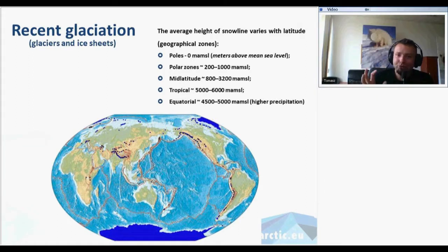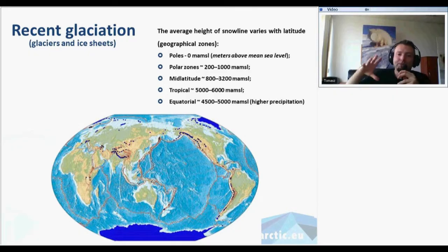And the average height of the ELA, of the snow line, varies with latitude. Near the poles, it's around 0 meters above mean sea level. In polar zones, it's between 200 and 1,000 meters. In mid-latitudes, such as in Europe, it can be between 800 and 3,200 meters above mean sea level. In the tropics, the ELA is between 5,000 and 6,000 meters above mean sea level. In the equator zone, it's between 4,500 and 5,000 meters above mean sea level because of higher precipitation.